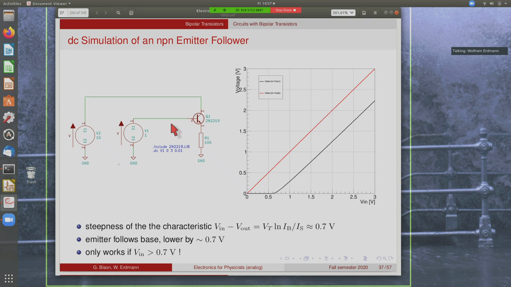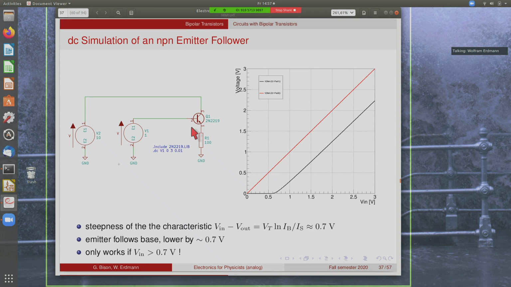So now this is as a SPICE simulation. We have one voltage source here for the supply voltage. We have another voltage source which we're going to vary for the input voltage. There's this standard NPN transistor here, and a 100 ohm resistor to ground as the emitter resistor. And now if you plot the input voltage, it's obviously just the same as we have here on this axis.